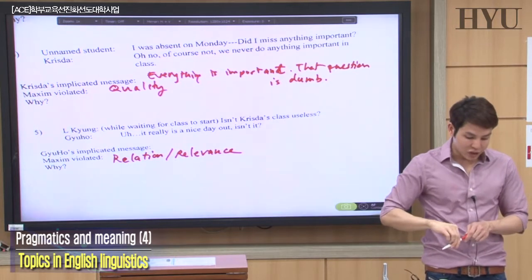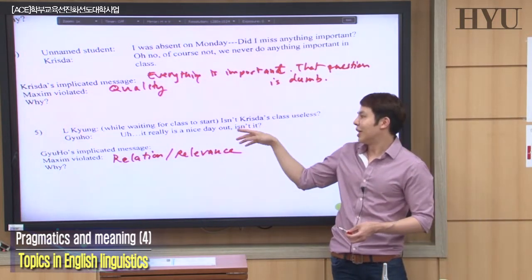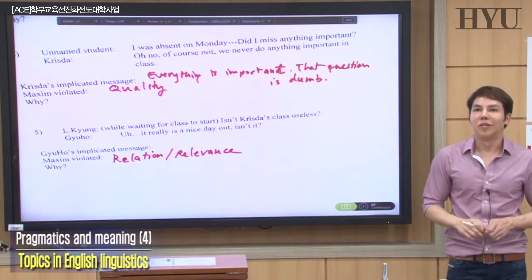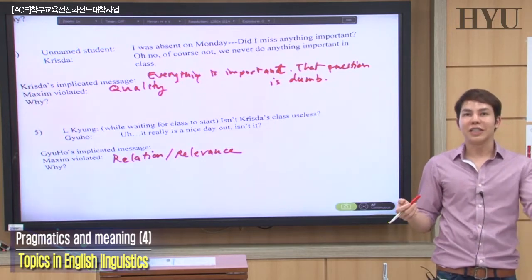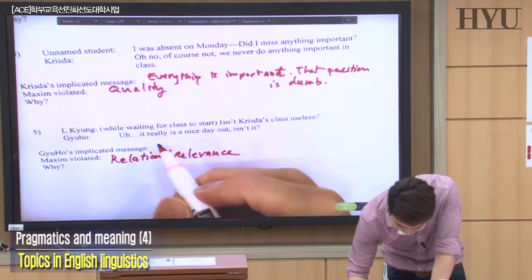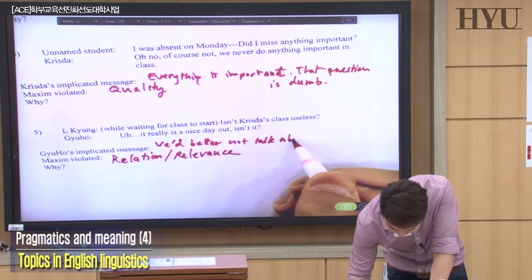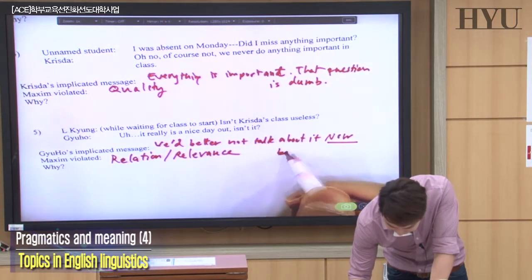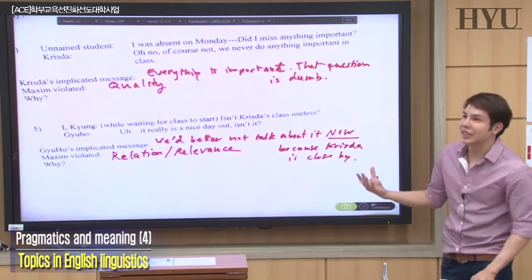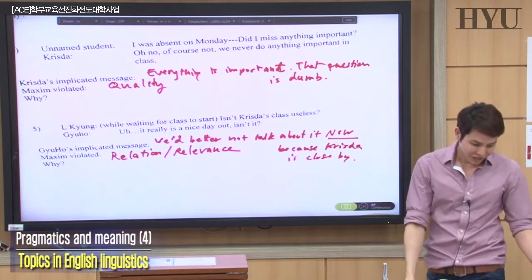So what might be the implicature there? Why must he be talking about a different topic? Why does he want to avoid answering that question? What might be a possible situation? Maybe because I just happened to walk in at that time, right? While they are waiting for class to start, I just walk in. Maybe we better not talk about it now, because Krista is close by, like that. Krista might hear us, right? So he changed the topic intentionally in order to imply that.